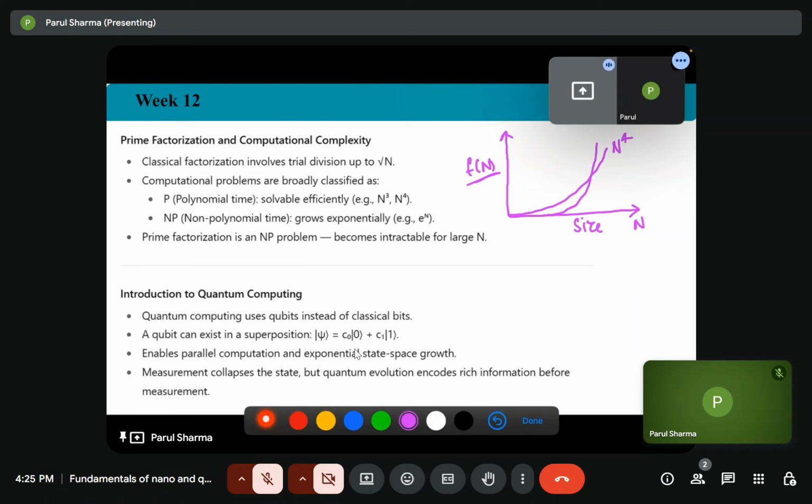NP, it has the dependency of exponential n. So polynomial time can be solved efficiently. Non-polynomial grows exponentially. So prime factorization is an NP problem. It becomes intractable for large numbers.